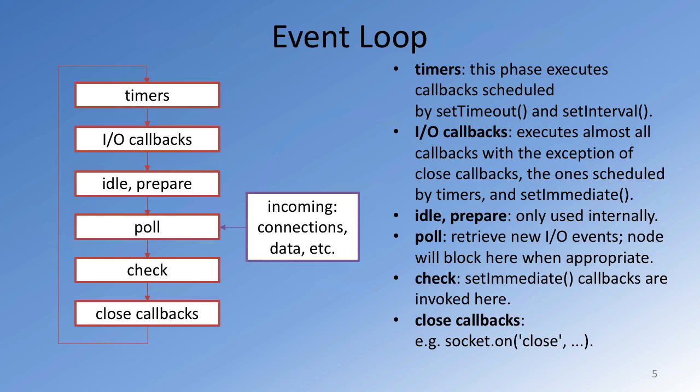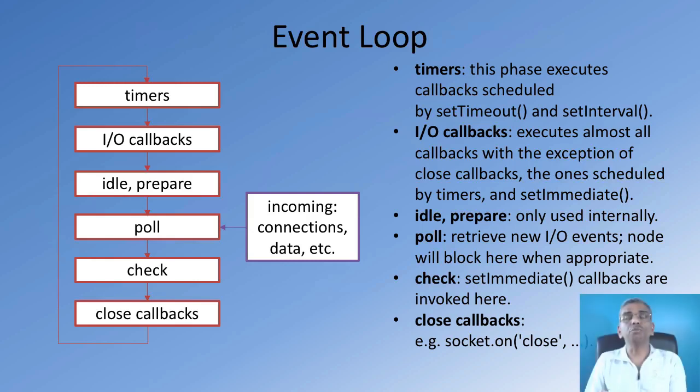The idle prepare is meant for internal use by Node.js. The poll is where it retrieves new IO events to be handled and perhaps requests coming in from outside. The close callback phase handles any socket closures that need to be handled and so on.